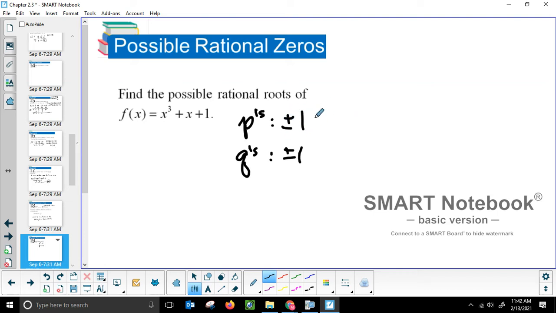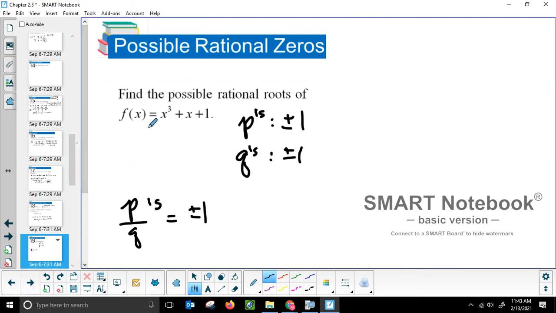So if you take all of the possible p's over all of the possible q's, well, 1 over 1 is 1, negative 1 over 1 is negative 1, and those are the only ones you're going to get. You don't have to repeat them, right? So this is it. We are done.